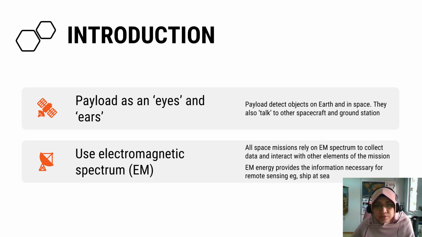Okay, as you listen to this video and see my face in this video, your eyes and ears start to act as sensors to help you perceive your surroundings. Your eyes will see all the colors and your ears detect any tiny disturbance in the pressure of air around you. Payloads are the eyes and ears of a spacecraft. Looking and listening from space involves sensing portions of the electromagnetic spectrum. All the missions, such as communication, navigation, weather, and remote sensing, rely on the electromagnetic wave spectrum to collect data and interact with other elements of the mission.